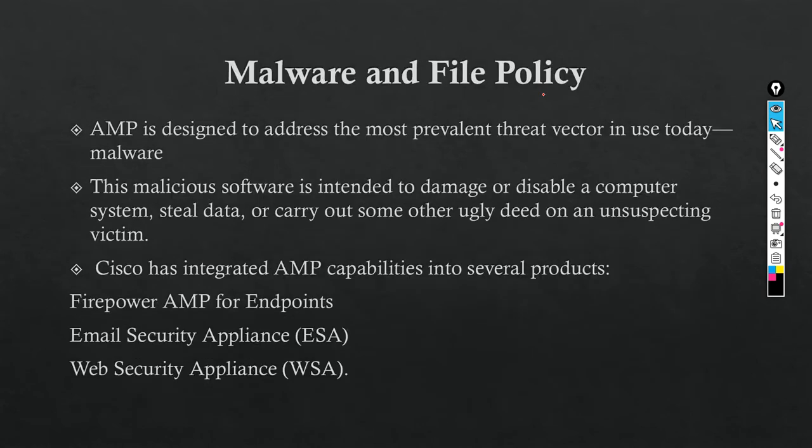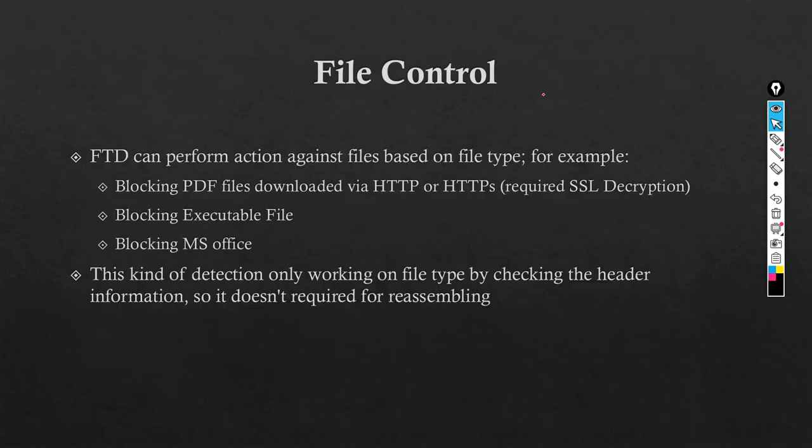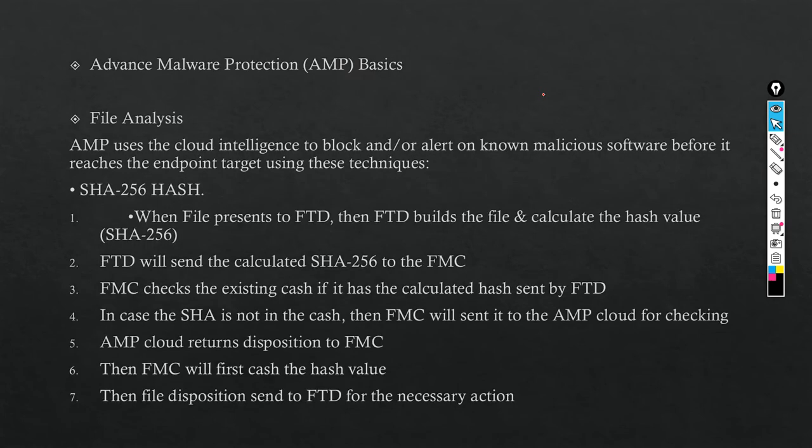Yes, this malicious software is intended to damage or disable computers. We talked about AMP having several capabilities for Firepower. File control, we talked about it. Now, advanced malware protection and file analysis. AMP uses cloud intelligence to block and/or alert on known malicious software before it reaches the endpoint target, using these techniques: SHA-256 hashes. And actually, this is the process that I explained in our diagram, in our topology.